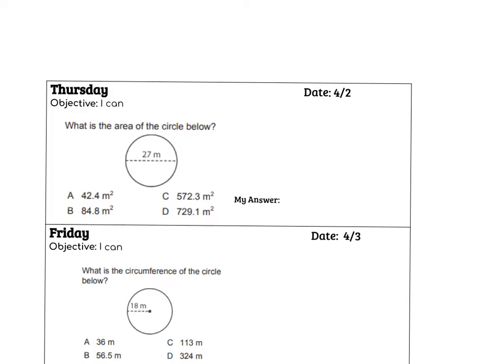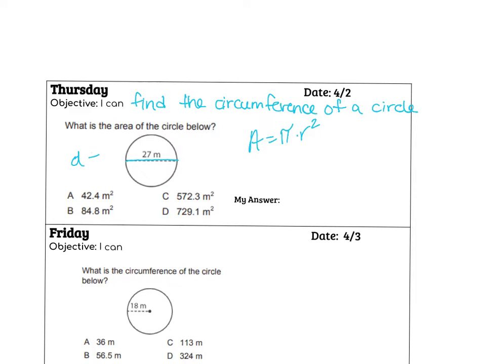Well, today's objective actually first is I can find the circumference of a circle, and we'll talk about what the word circumference means during the lesson. But the warm-up is still finding the area. So area is equal to pi times r squared. In this case, they did not give you r. They gave you the diameter. So if you remember, the diameter is the whole way across, so to get the radius, you divide the diameter by 2. So 27 divided by 2 gives us 13.5, and that is radius.